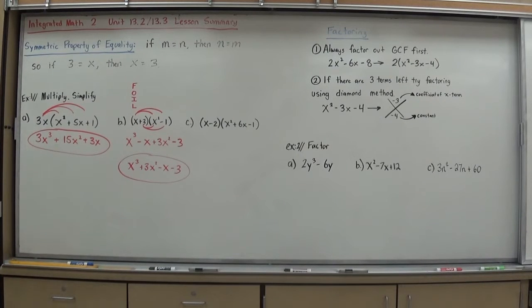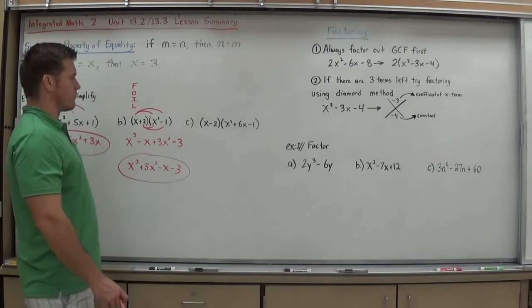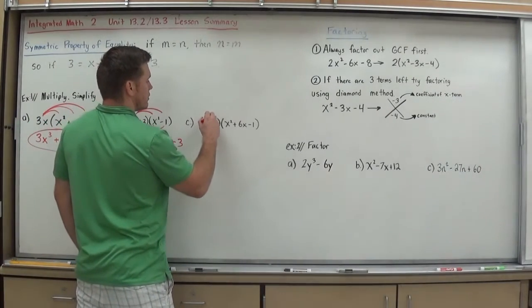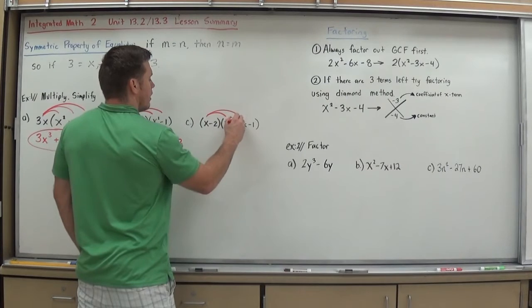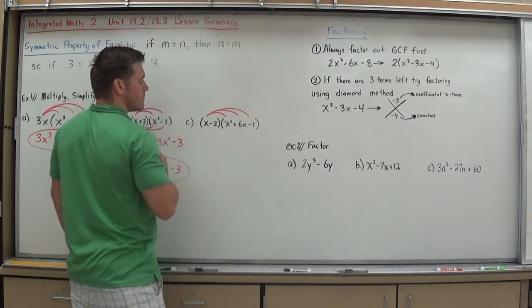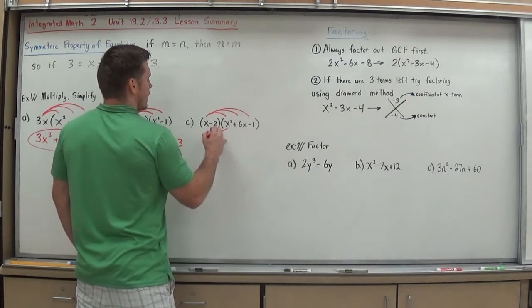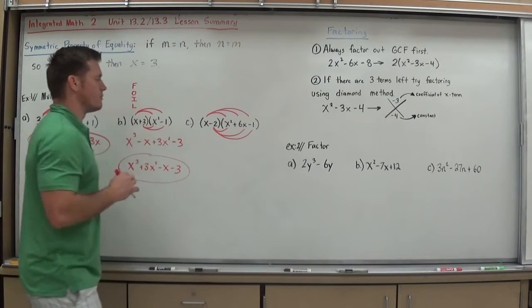Okay, for my last one, I can show you 2 methods, and I'm going to show this way first, which is sticking to the same strategy. So this might work best for you because it's just more distribution. But now I'm still just doing double distribution. x times x squared, x times 6x, x times negative 1. And now negative 2 needs to multiply by everything. Negative 2 times x squared, negative 2 times 6x, and negative 2 times negative 1.